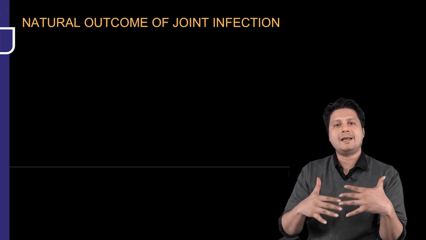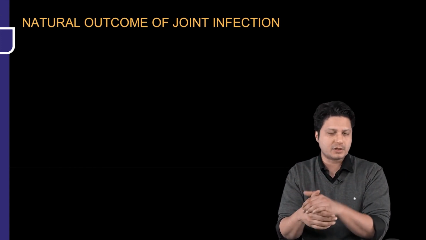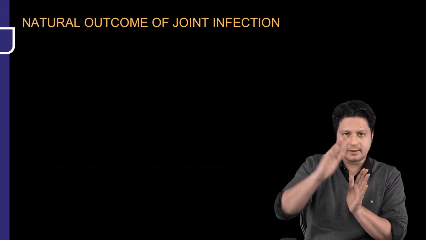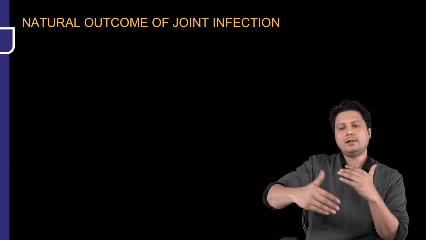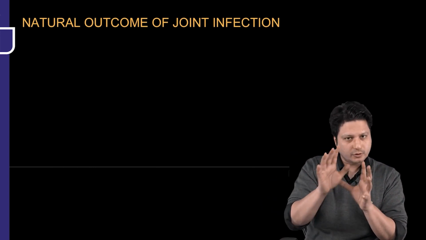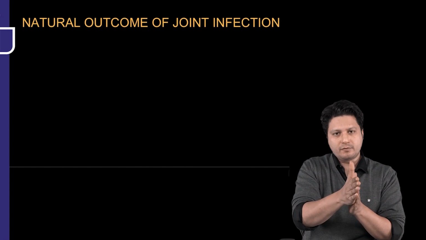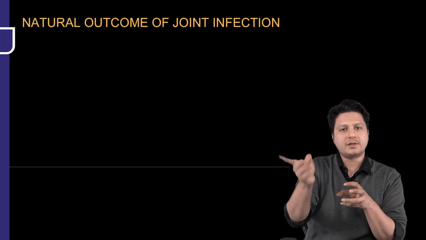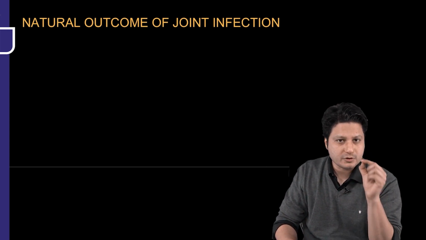Next, finally, what is the natural outcome of joint infections? We have talked about joint infections like tuberculosis and pyogenic infections like septic arthritis. Imagine the joint infection continues to progress without any medical intervention, without any surgical intervention. Then what will ultimately be the outcome of that joint infection? Again, imagine a patient suffering from a pyogenic or tubercular joint infection, and it continues to progress, with no surgical or medical intervention given to the patient. Then what will ultimately be the outcome of this joint infection?